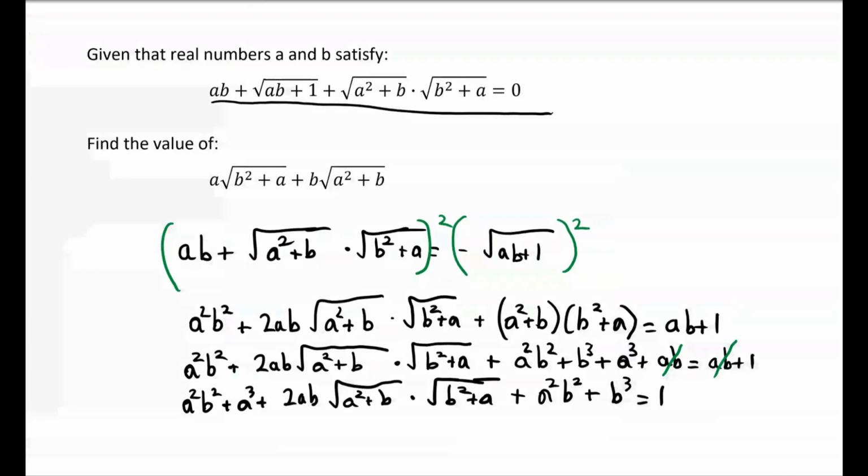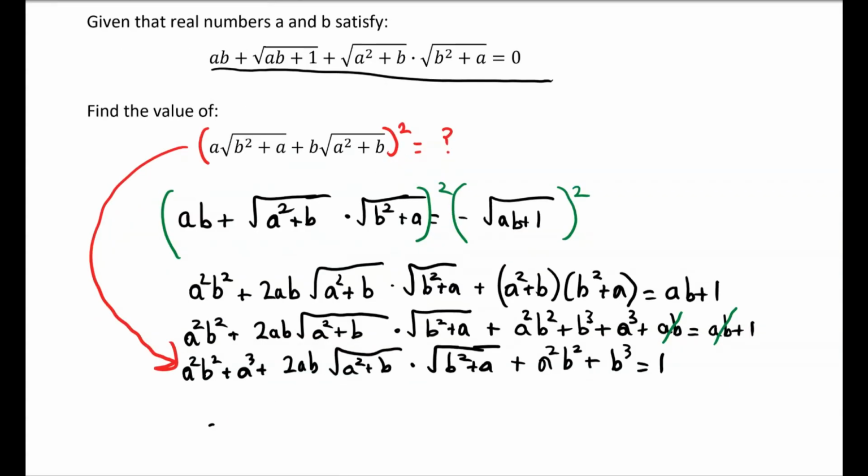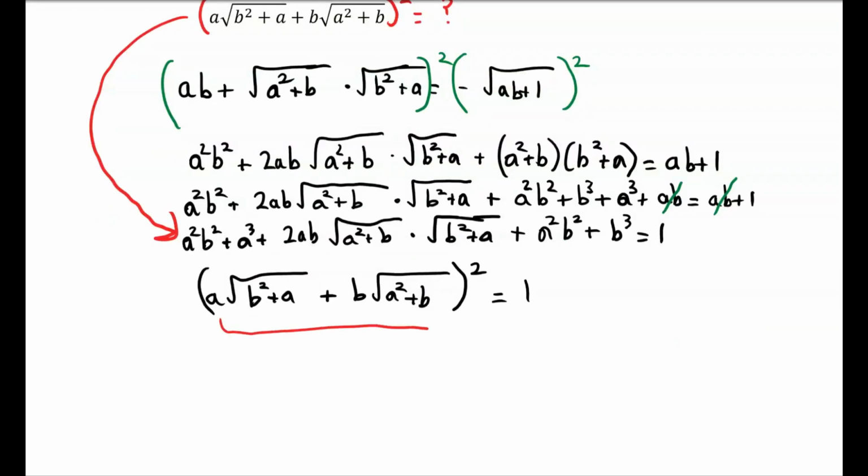And the trick to solving this question is to notice that the left-hand side of the equation is equal to this squared. And if you can't see why this is, try expanding this out for yourself. We rewrite this equation as a multiplied by the root of b squared plus a plus b multiplied by the square root of a squared plus b, all squared, is equal to 1. So now this expression is equal to 1 or minus 1.